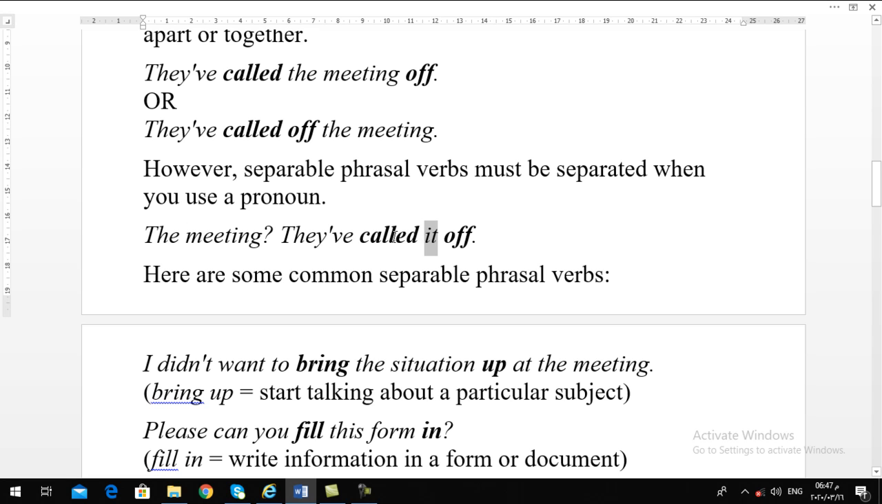They have called off the meeting. But can I say they have called off it? No, this is wrong. They have called it off. Some common separable verbs, as you see.